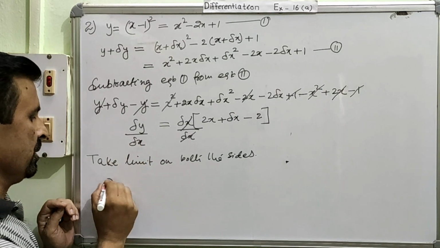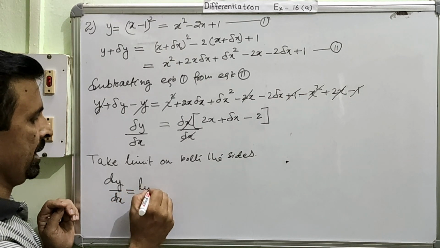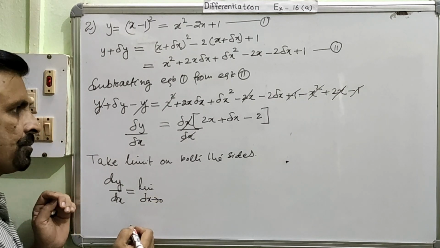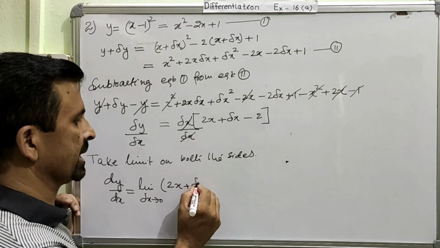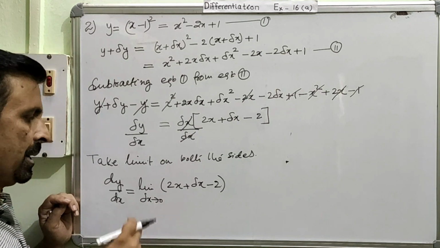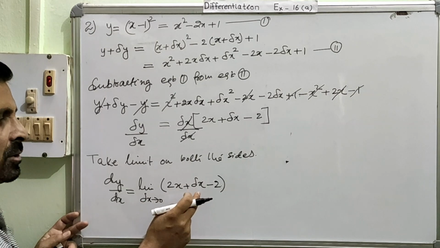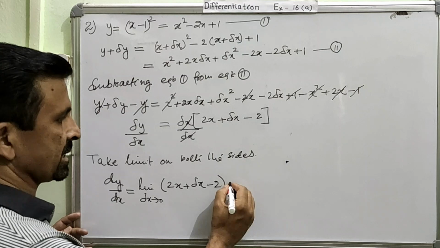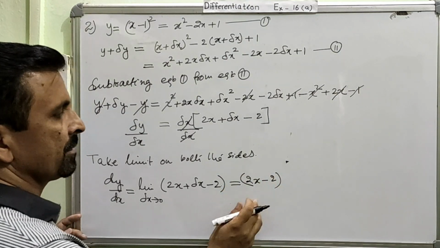So this will turn into dy by dx is equal to limit delta x tending to 0. Now write the function 2x delta x minus 2. Am I clear? Now final answer. You have to take the limit. So wherever you see this delta x, there you can put 0. So this part will become 0, the rest will be as it is. So you can write the answer as 2x minus 2. Okay, this is your answer.